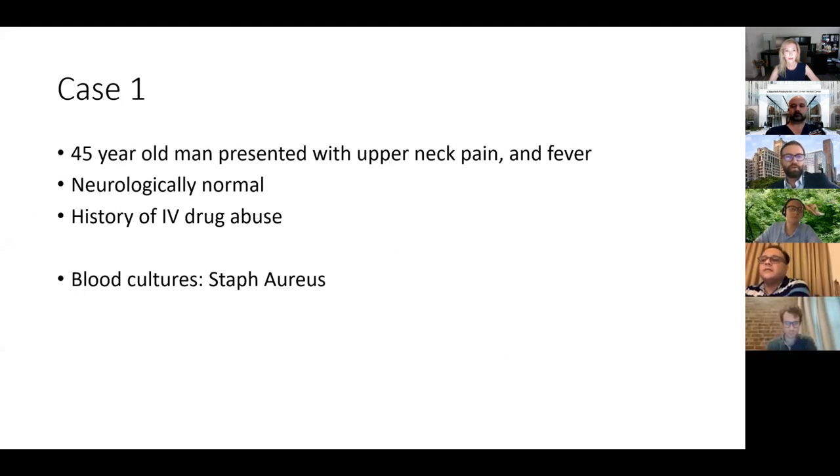This is a patient who was 45 years old, presented to the ER with upper neck pain and fevers. On exam, he was neurologically normal, and he had a history of IV drug abuse. Because he had a fever, they drew blood cultures and did a fever workup, which included imaging as well. Since he had upper neck pain, they imaged the cervical spine, and the blood cultures ultimately grew staph aureus.